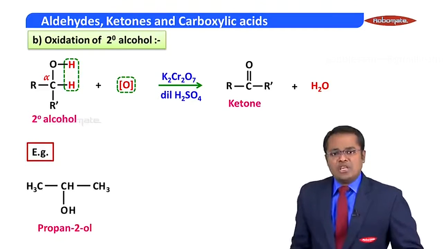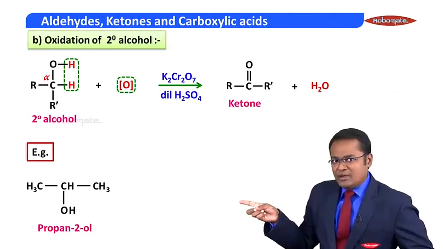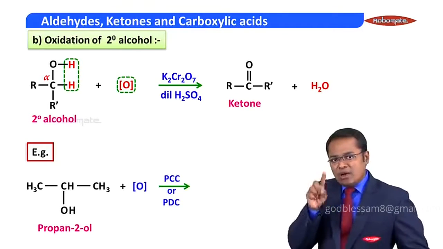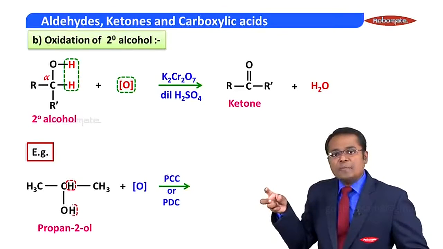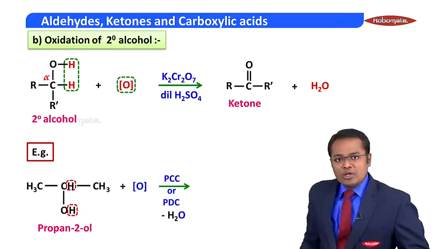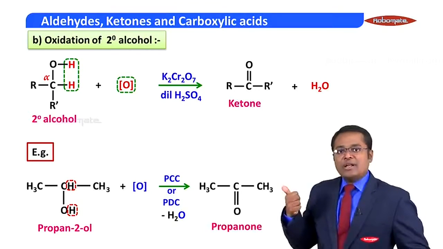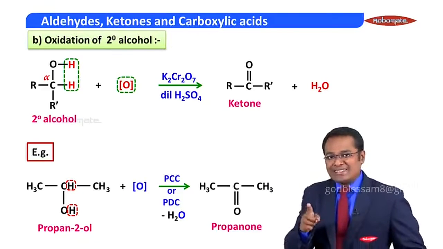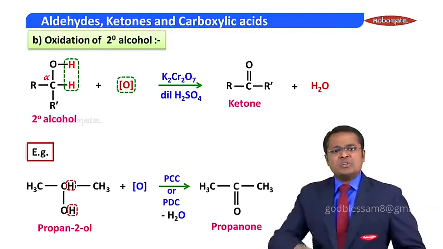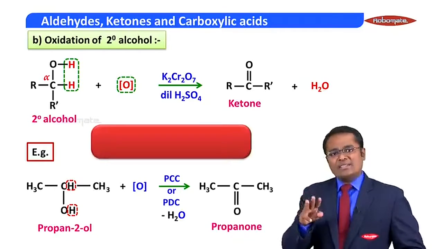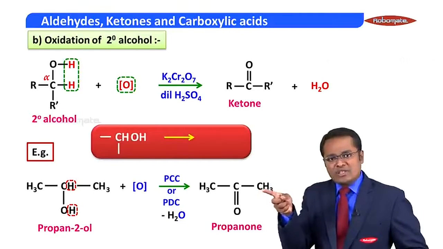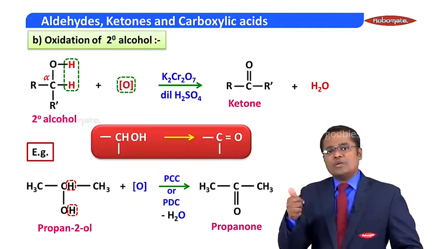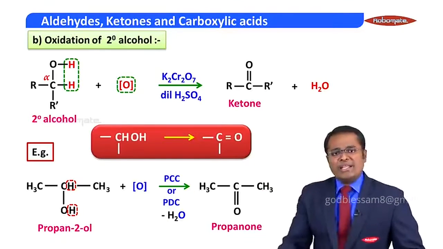So here I have a 3 carbon atom alcohol, propan-2-ol. Now when you use PCC or PDC, the oxygen and 2 hydrogens will be removed as a water molecule. And you'll get a ketone with 3 carbon atoms known as propanone or acetone. Students, the shortcut for this reaction is again the same: a secondary alcohol CHOH gets converted to C double bond O, which is a ketone. So using this shortcut you can directly get the answers.